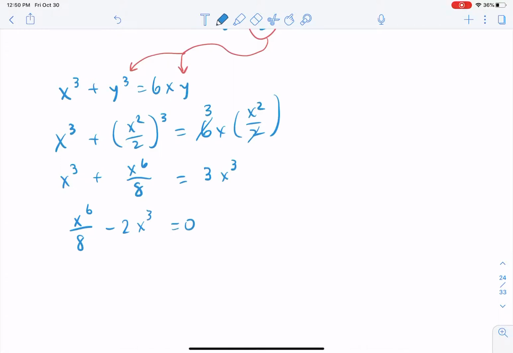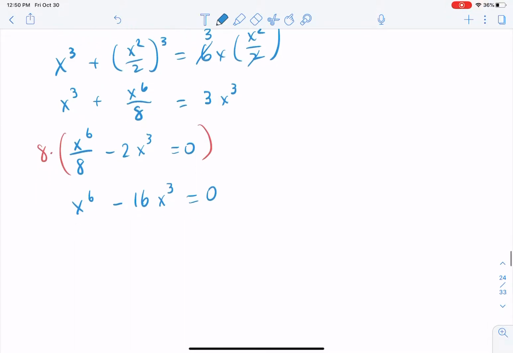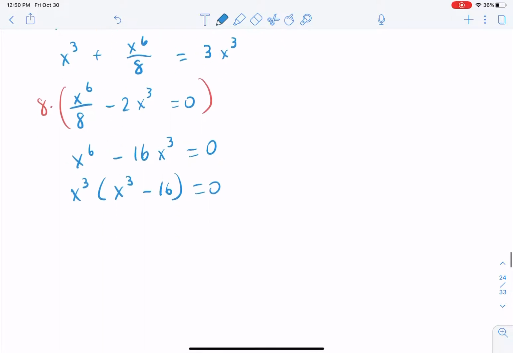I don't like to have fractions in my equations. I'm going to get rid of it by multiplying by 8. And I'll have x to the 6th minus 16x to the third is equal to 8 times 0. And now notice that it's very convenient. There's no constant term here, so we can just factor this one pretty easily. We can just pull out an x to the third. x to the third times x to the third minus 16 is equal to 0. There we go. Apply that good old zero product property.